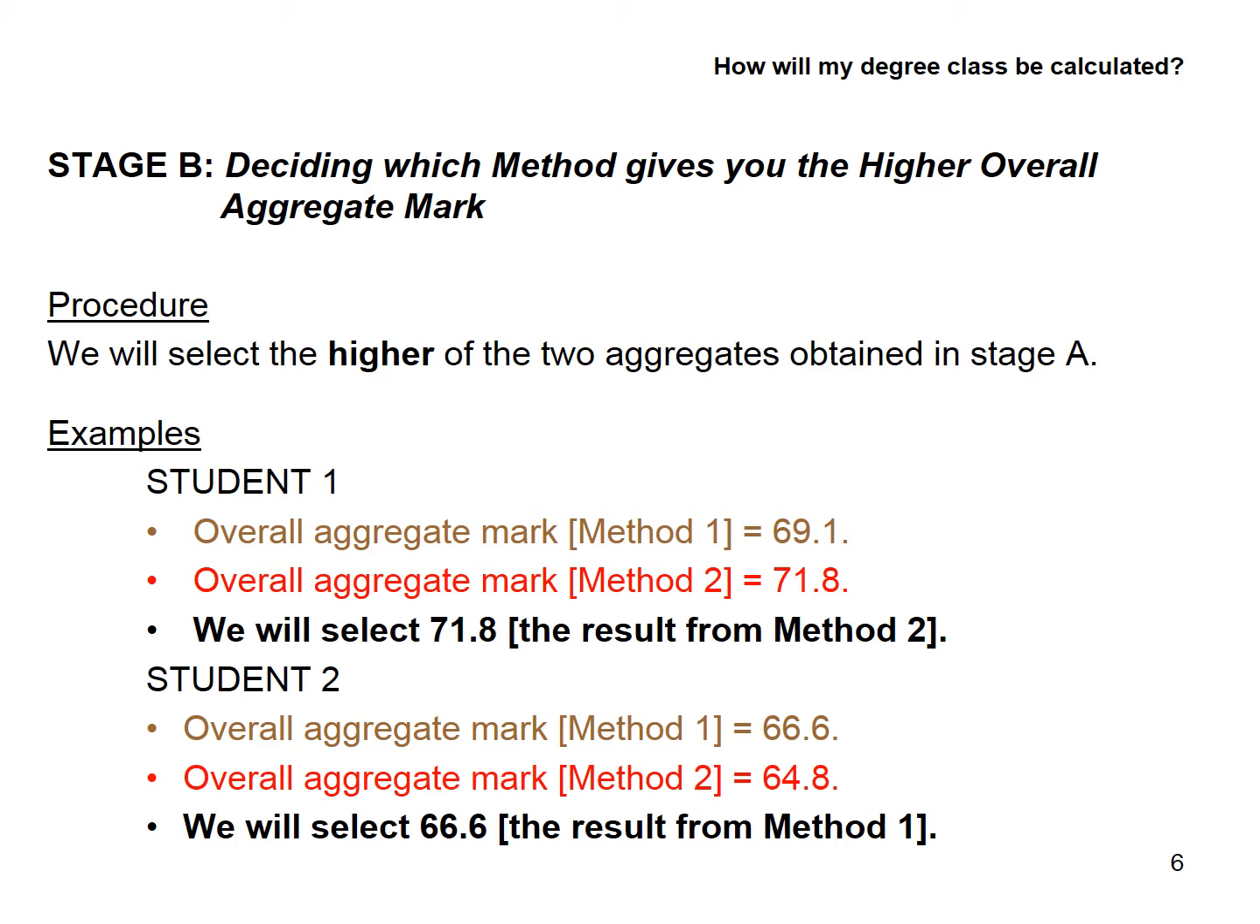So for student 1, which is the same student that we spoke about before, method 1 gave a mark of 69.1, method 2 a mark of 71.8. So 71.8 is the higher aggregate mark. Student 2, method 1 gave 66.6, method 2 gives 64.8. This time method 1 gives the highest, and so we will select 66.6 as the higher aggregate mark. That brings us to stage C.